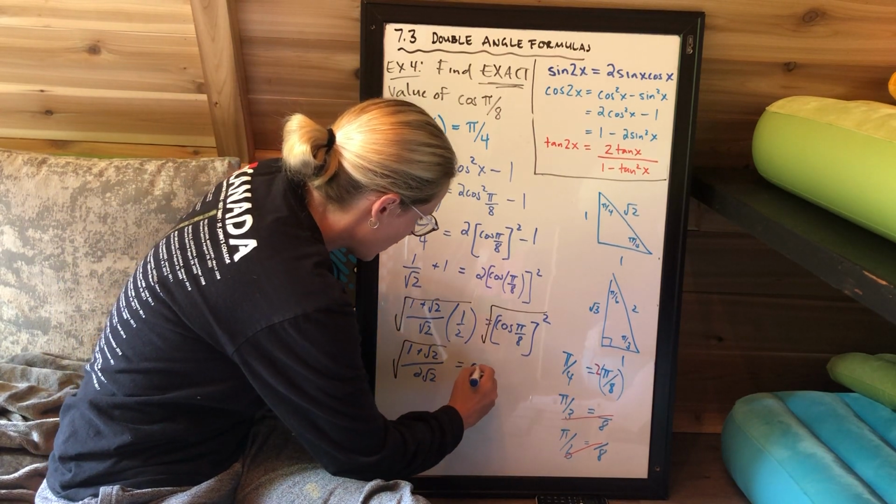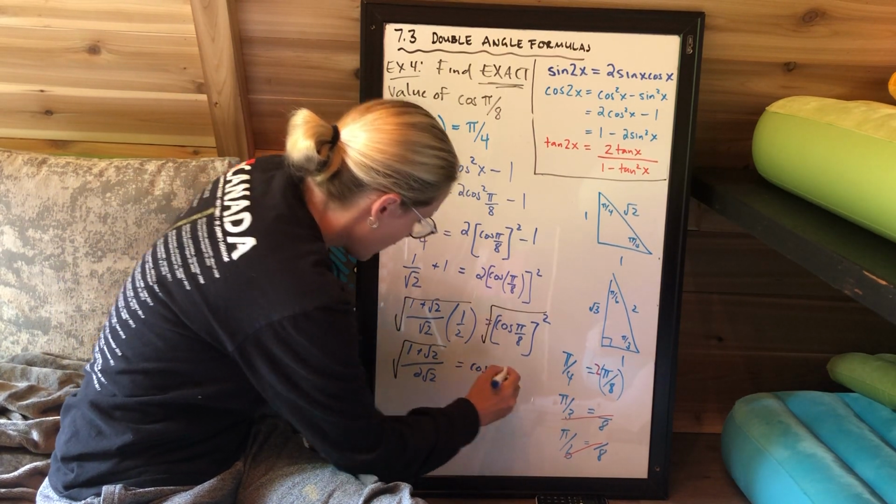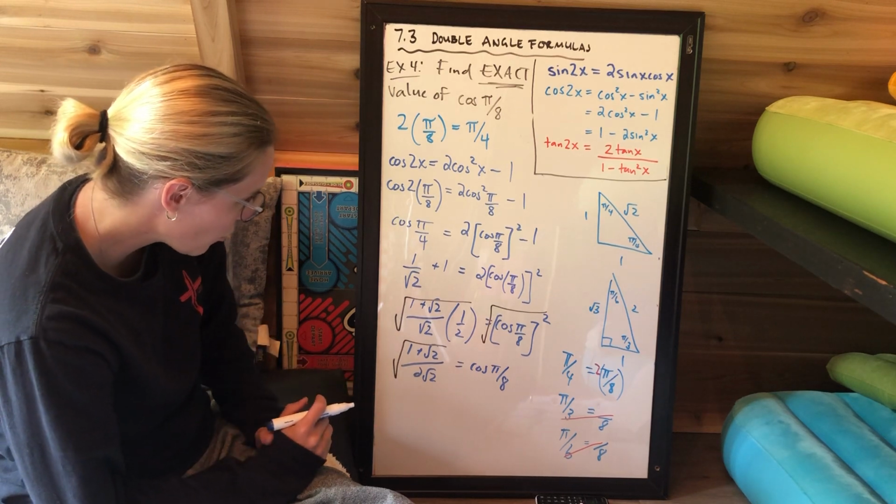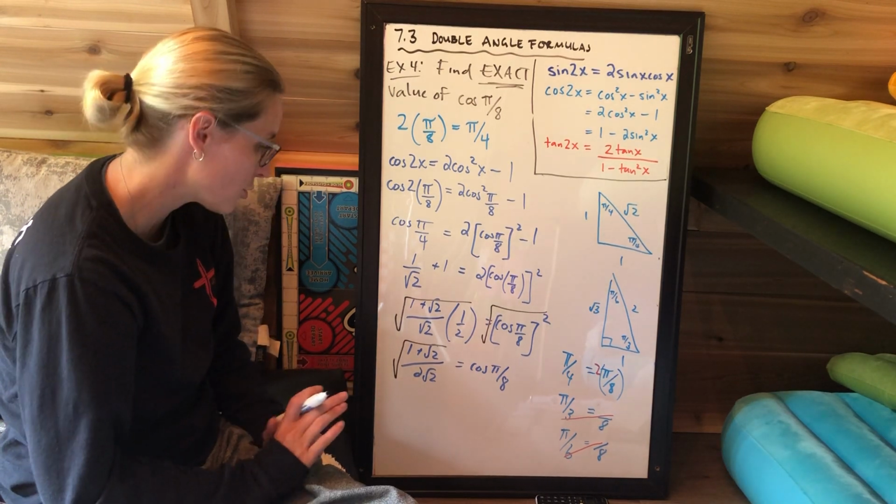So this now just becomes cos pi by 8. So this is really the answer: the square root of 1 plus root 2 over 2 root 2.